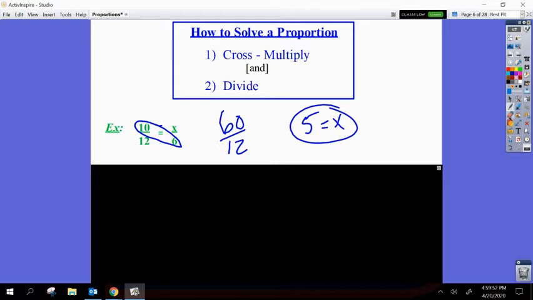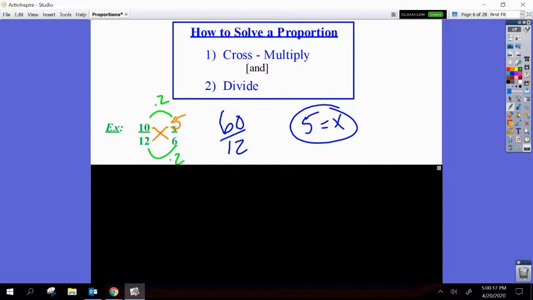If you don't believe me, we can plug in 5 to where x was and see if it in fact works. If I were to put 5 where x is, 10 times 6 is 60. 5 times 12 is 60. You also could see that if I just went from 6 to 12, that's times 2. Over there is times 2 also.